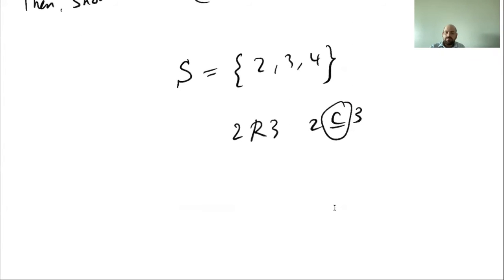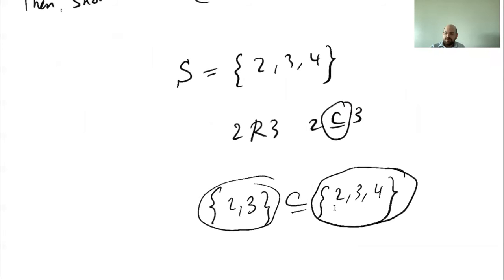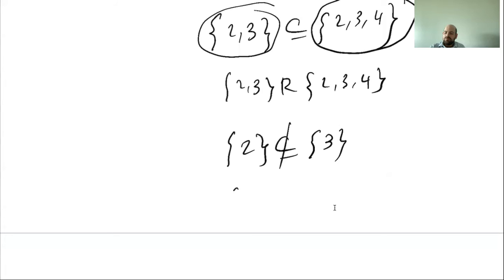But if I consider two subsets of S, let's say, for example, {2, 3} and {2, 3, 4}, this is one subset of S, this is another subset of S, and this is a subset of this. Therefore, we can say that this subset is in relation with this subset. Or for example, if I said {2, 3}, well, this is not a subset of this, right? So this subset is not in relation with this subset. And so on.